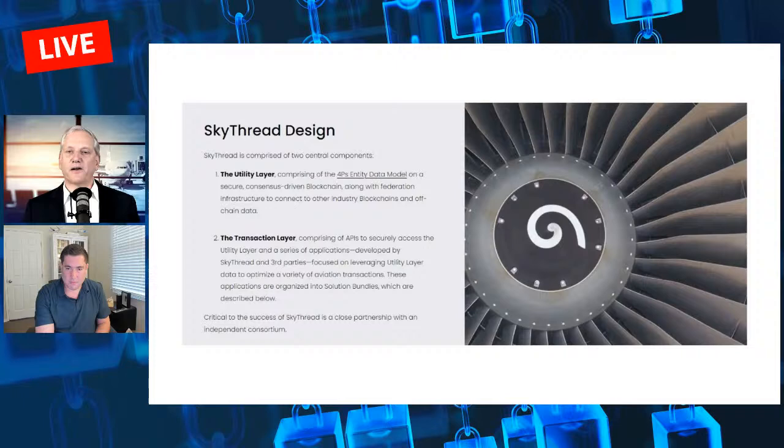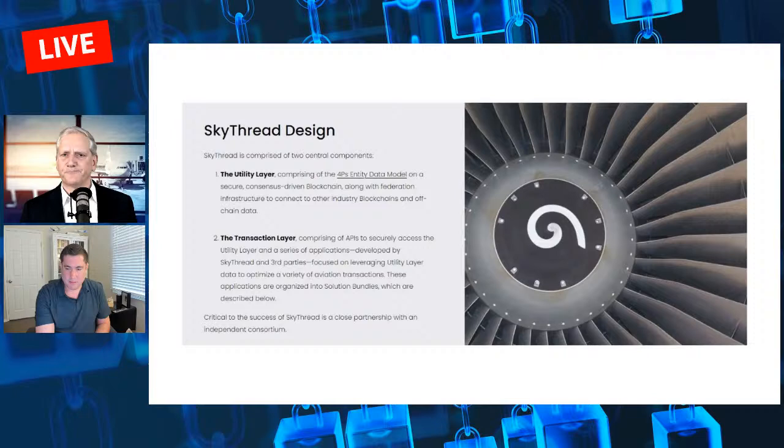So one of the things I want to do is understand a little bit about how Skythread fits into infrastructures, and I'm going to do that in two steps. The first step: can you tell us about the high-level functionality that the Skythread blockchain solution provides, and then we'll get down to the next level of detail. I see on this slide that there's a utility layer and a transaction layer. Could you give me some understanding of what that really means?